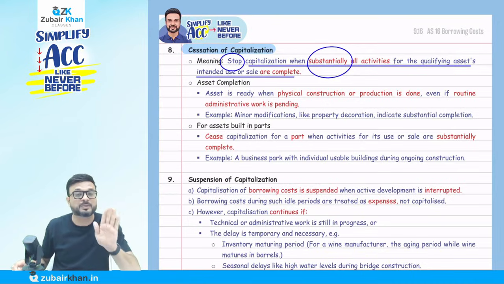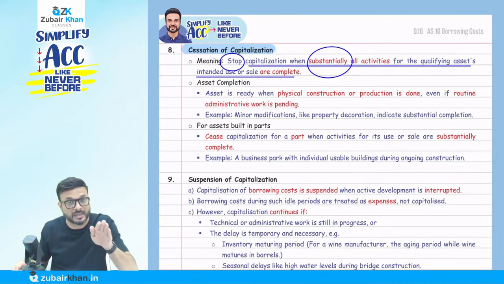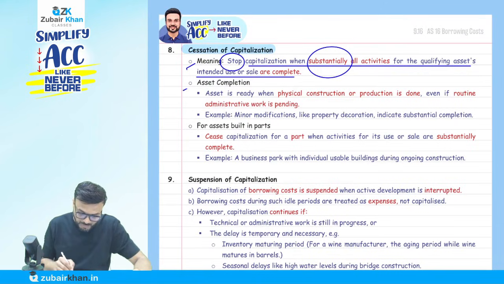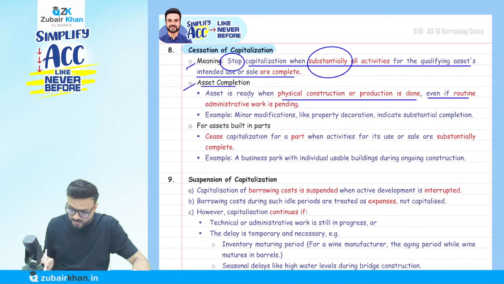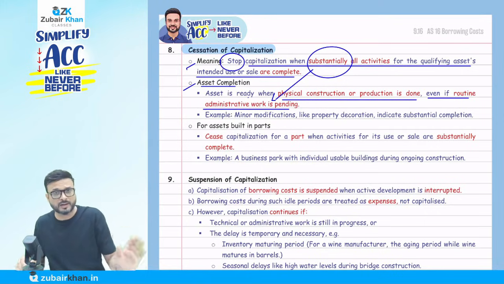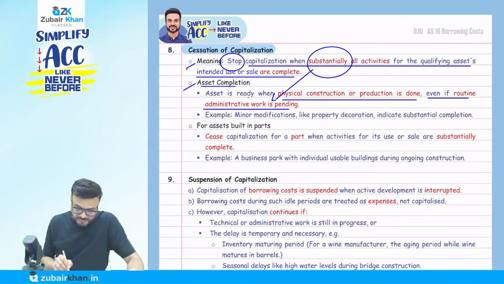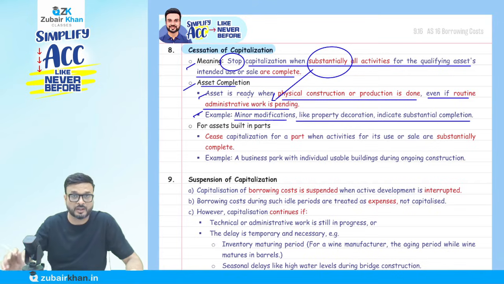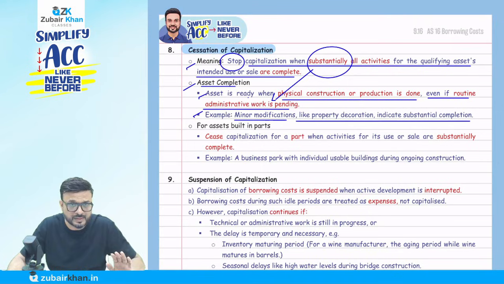So then you have to stop capitalization of the interest. With the loan we have not yet repaid, the interest will go to the profit and loss account. So what is asset completion? The asset is ready when physical construction or production is done, even if routine administrative work is pending. That's why they use the word substantial, not 100%, but almost 100%. For example, minor modification like property decoration indicates substantial completion. Once the work has been substantially completed, we cannot capitalize the interest amount after that.